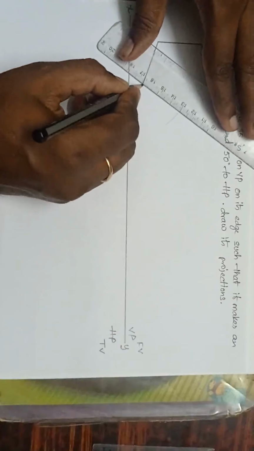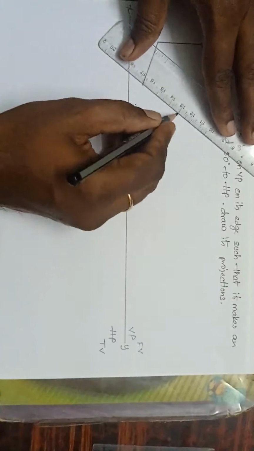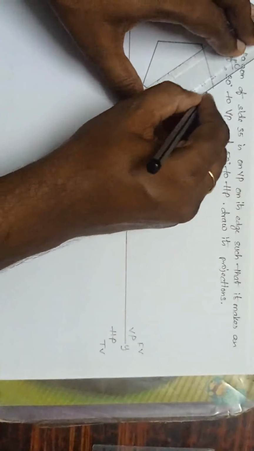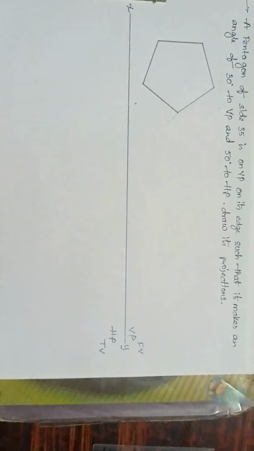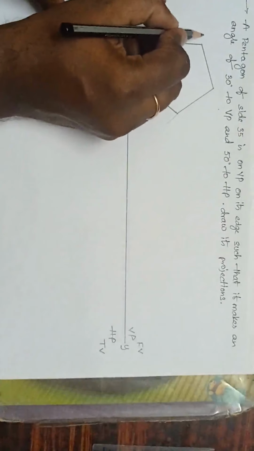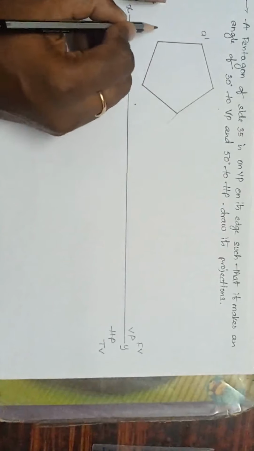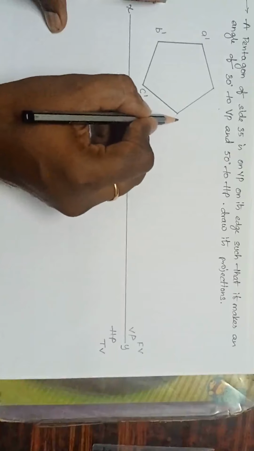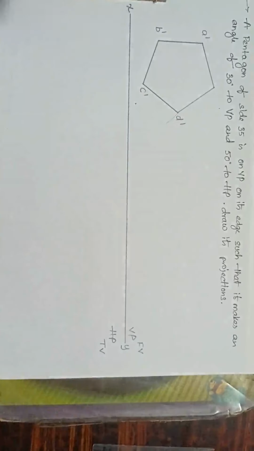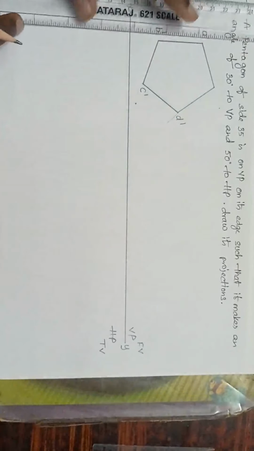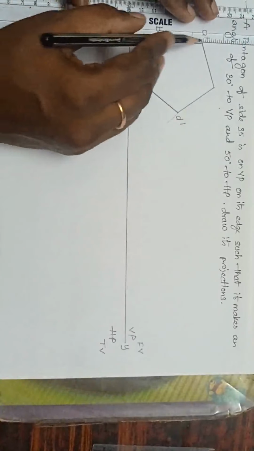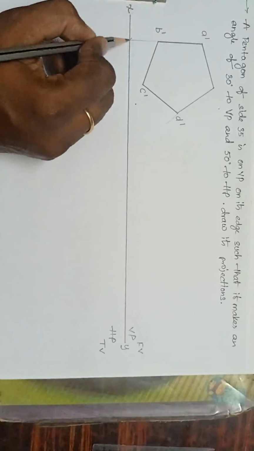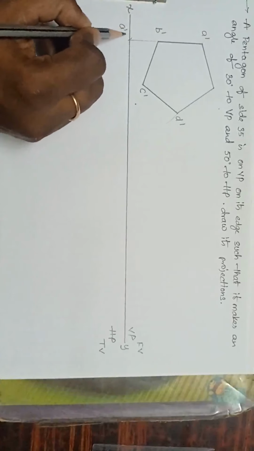Now join this one. Now from here, join this one. Now name this one. See, this is A dash, this is B dash, this is C dash, and this is D dash. Next what to do? Drop the perpendicular lines. See, from AB, perpendicular line. Now what is this point now? This is A dash and B dash.